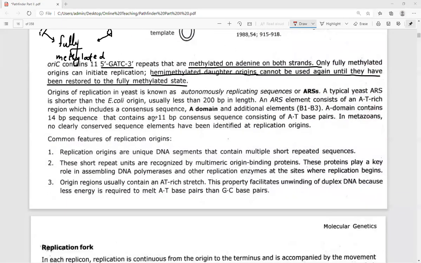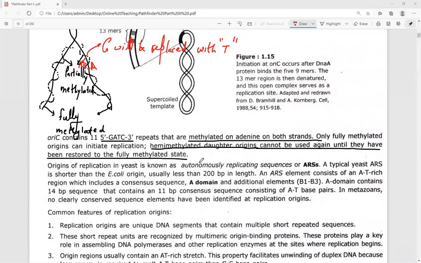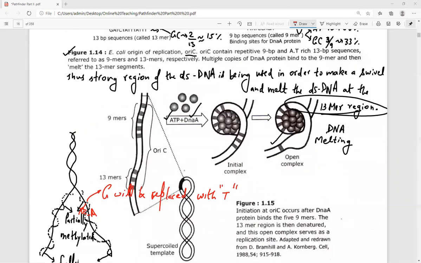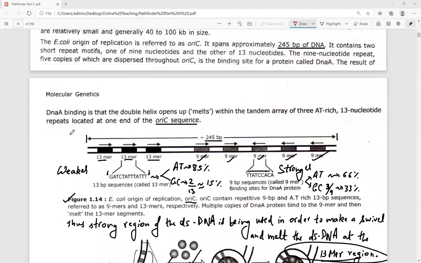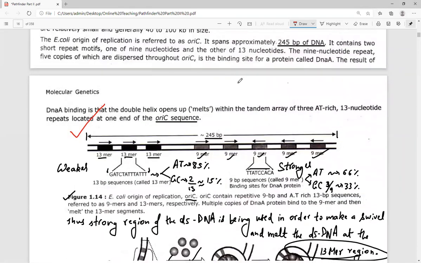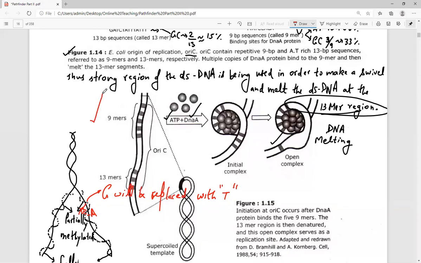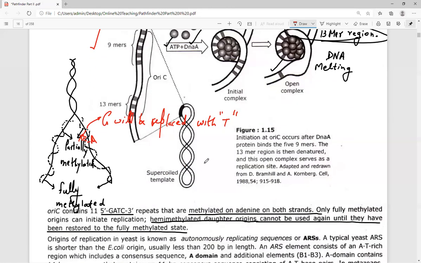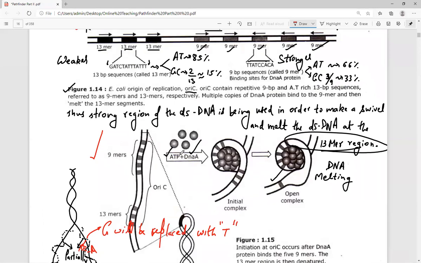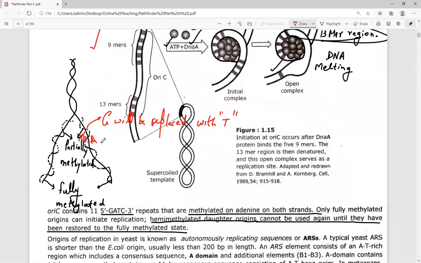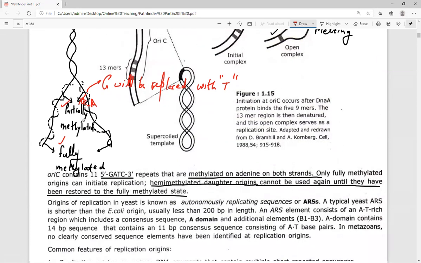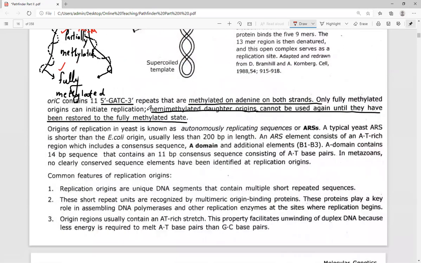Origin of replication in yeast is known as autonomously replicating sequences. So this is all about the origin of replication that takes place in the case of E. coli. Then you have the origin of replication that was functional in the case of eukaryotes. Then I have told you what is partially methylated, what is fully methylated, what is the difference between a partially methylated DNA molecule and a fully methylated DNA molecule, and how proofreading is helped by this partial methylation.